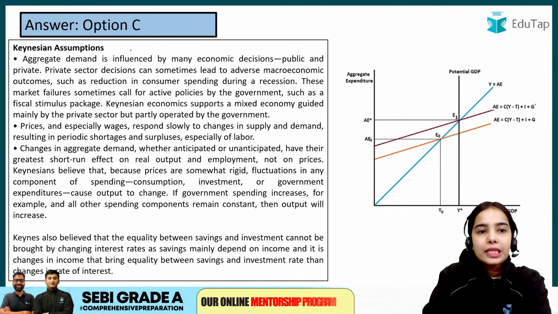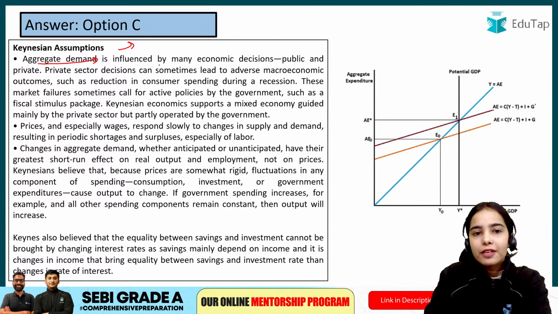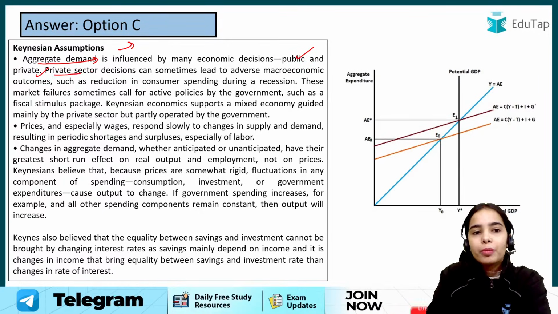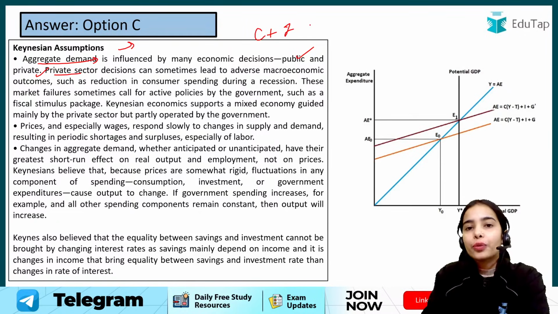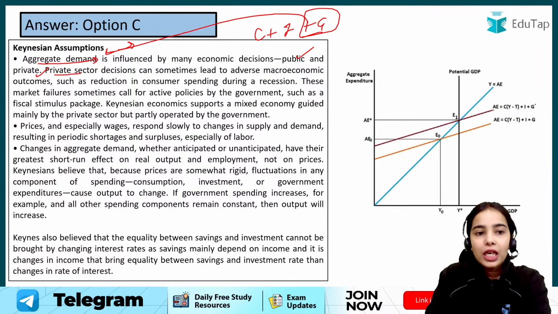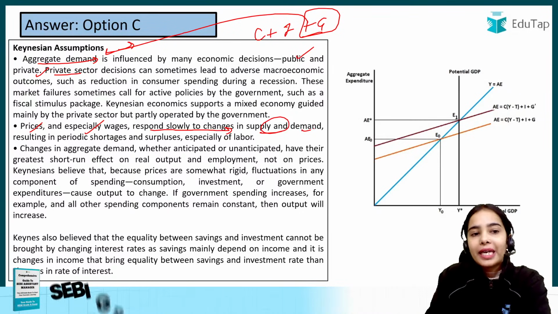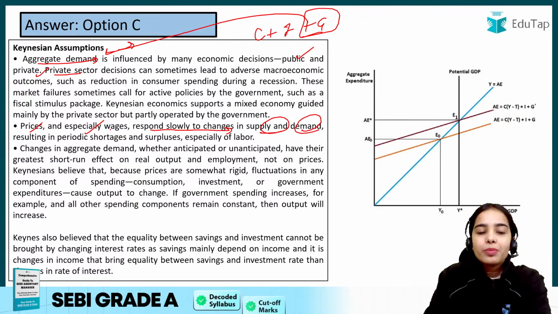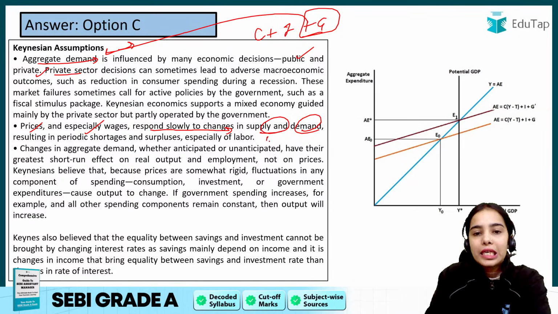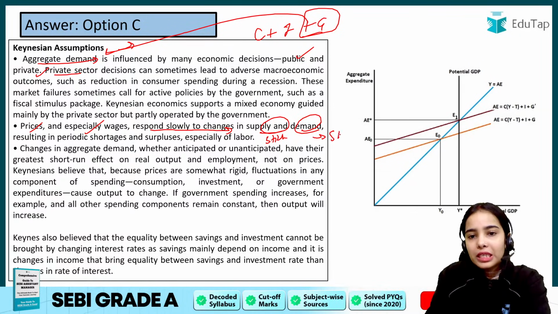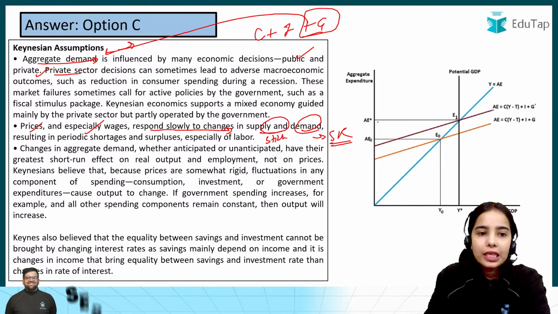Now, Keynes assumed that aggregate demand is influenced by various factors, by public and private factors. In the private sector, households are doing the consumption and firms are doing the investment, but the government also influences aggregate demand. Prices and especially wages respond slowly to change in supply and demand. They are sticky in nature. In the short run, as per Keynes, prices and wages are sticky.